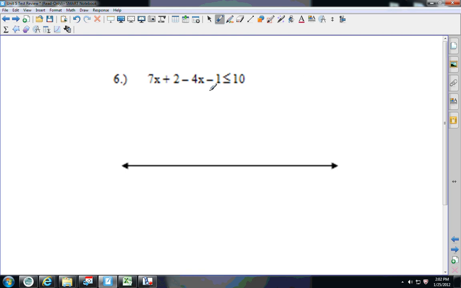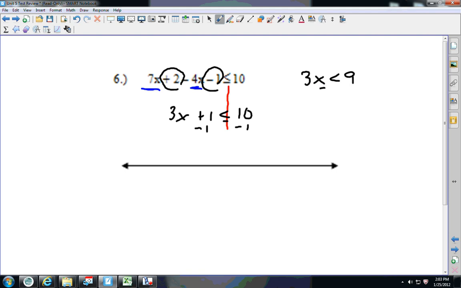Here's the next one. First, what you would do, you're going to put your x's together, then put your numbers together that are on the left-hand side. So I'm going to have 7x minus 4x. That's 3x. Then I have 2 minus 1, which is 1, less than or equal to 10. I'm going to subtract 1 from each side. I get 3x is less than 9. Divide by 3. X is less than 3. So here, I'm going to have an open circle at 3. Less than, I'm going to point to the left.